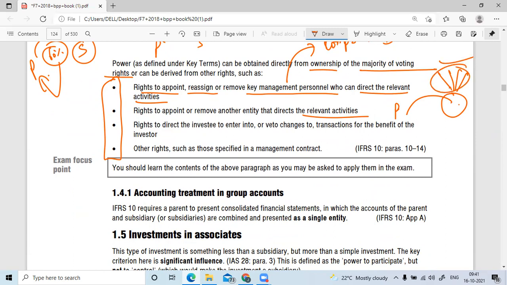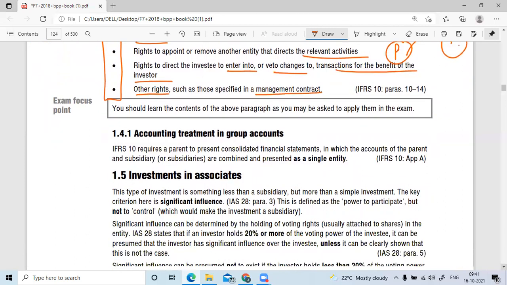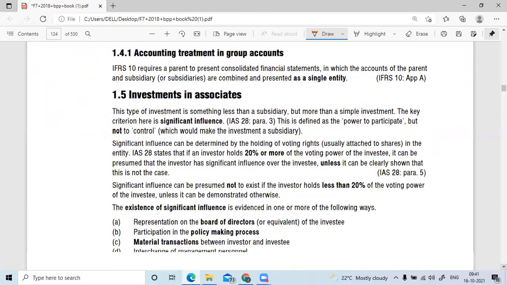Rights to direct the investee to enter into, or veto changes to, transactions for the benefit of the investor. That means the parent can ask for any change in the subsidiary, whatever can be in the parent's favor. Other rights, such as those specified in a management contract, we are not covering here, we'll be covering afterwards. Now, this one is done.